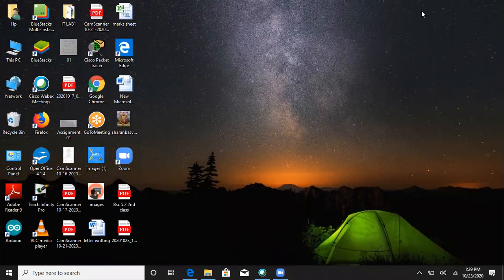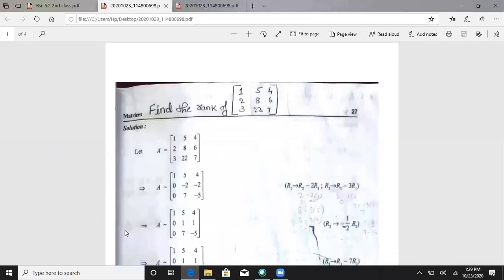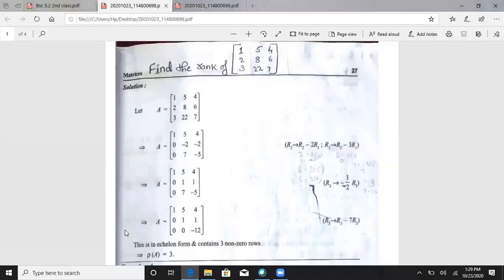See here, this is an example of the rank. Find the rank of the matrix, that is 3 rows and 3 columns: 1 5 4, 2 8 6, 3 22 7. Okay, this is your example. Next, come to the first row, that is the same. You write here 1 5 4.